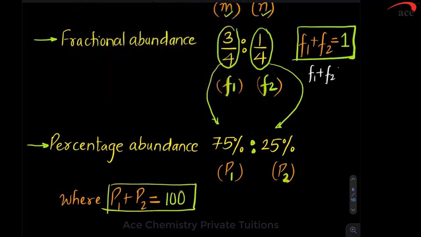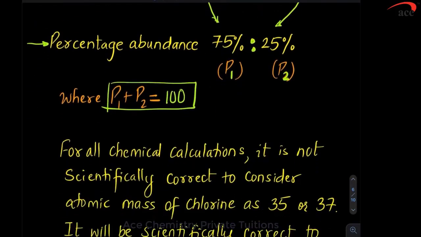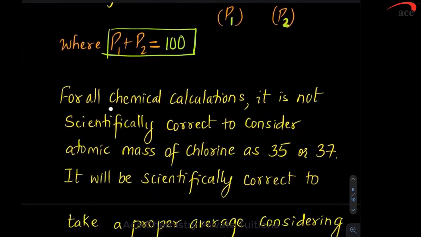Imagine 3 isotopes had been present. Then F1 plus F2 plus F3 would have been 1. Similarly, P1 plus P2 plus P3 would have been 100. Imagine if 4 are present, F1 plus F2 plus F3 plus F4 would have been 1. Similarly, P1, P2, P3, P4 would have been 100. But now we are dealing with only 2 isotopes, so we have only 2 factors.